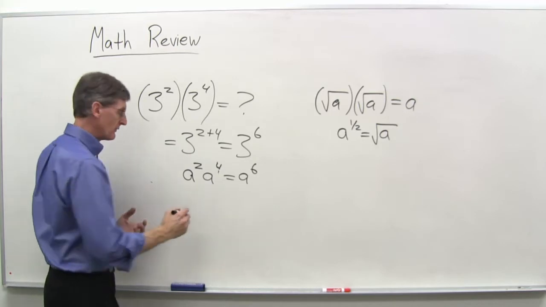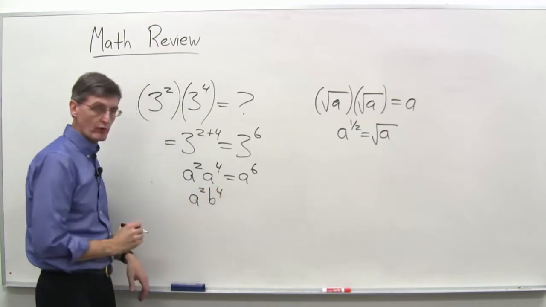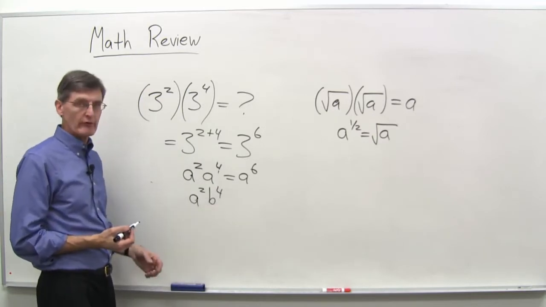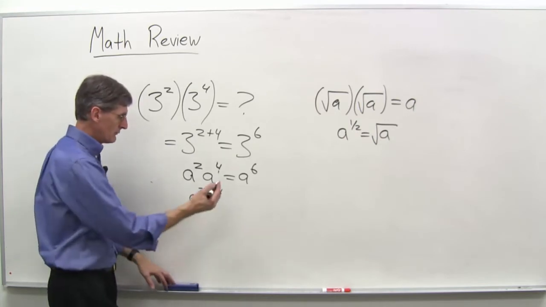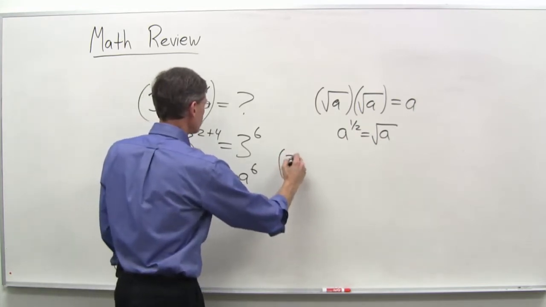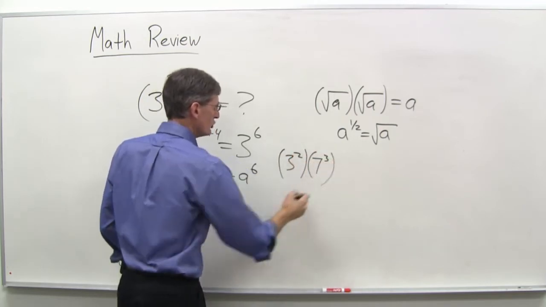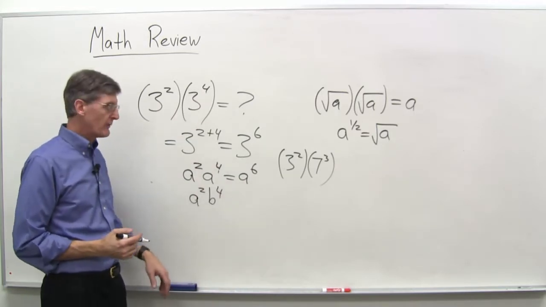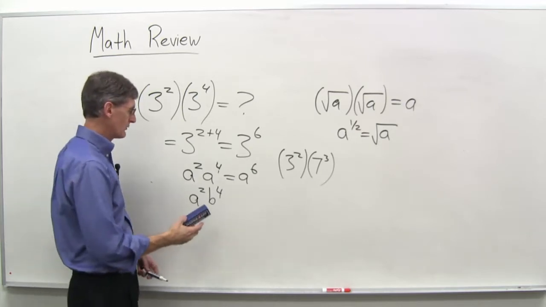What you can't do is something like this. If you have a squared, some number b to the 4th, there's nothing you can do with that. You can't do 2 plus 4 there and somehow do ab to the 6th or something like that. Because it'd be something like this: if you have 3 squared times 7 cubed, you can't just do 21 to the 6th power, 5th power, something like that. Won't work. Doesn't make mathematical sense.